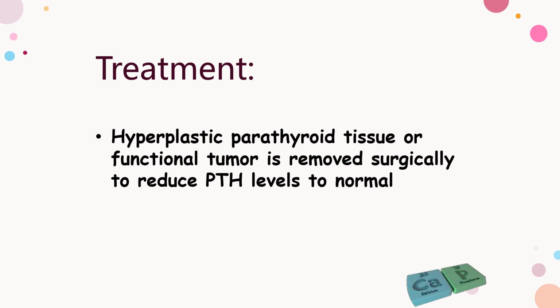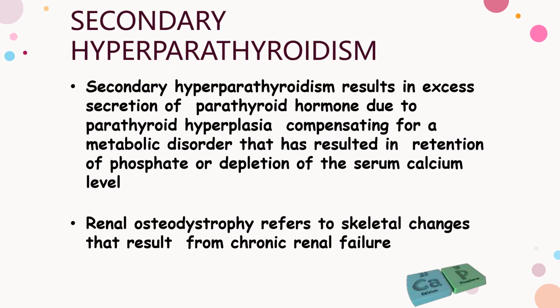And treatment for the condition is that hyperplastic parathyroid tissue or functional tumor is removed surgically to reduce the hormone levels to normal. The secondary hyperparathyroidism results in excess secretion of parathyroid hormone due to parathyroid hyperplasia compensating for a metabolic disorder that has resulted in retention of phosphate or depletion of the serum calcium level.